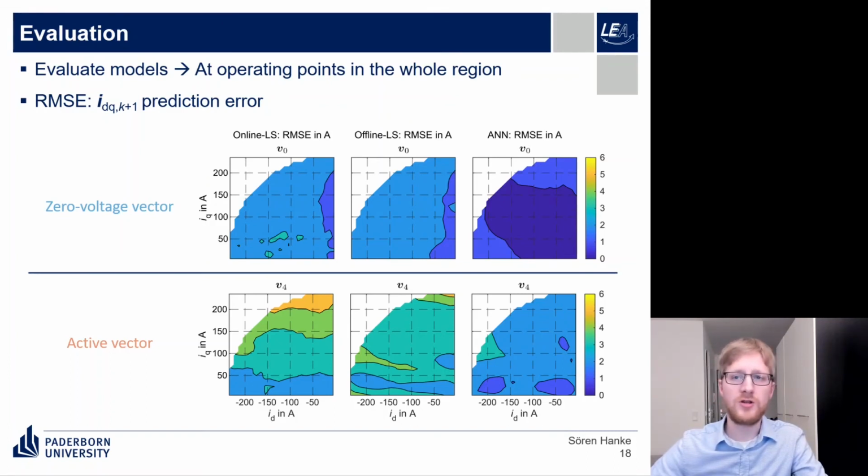You see for the zero voltage vector that the ANN has a superior performance in comparison to the offline LS and also the online LS. Offline LS and online LS deliver more or less the same performance. The same holds true looking at the performance of the active voltage vector prediction. The artificial neural network delivers the best performance, the lowest prediction error. The offline LS and the online LS both have a higher prediction error, and for the online LS, the prediction error is increasing with an increasing Q current.